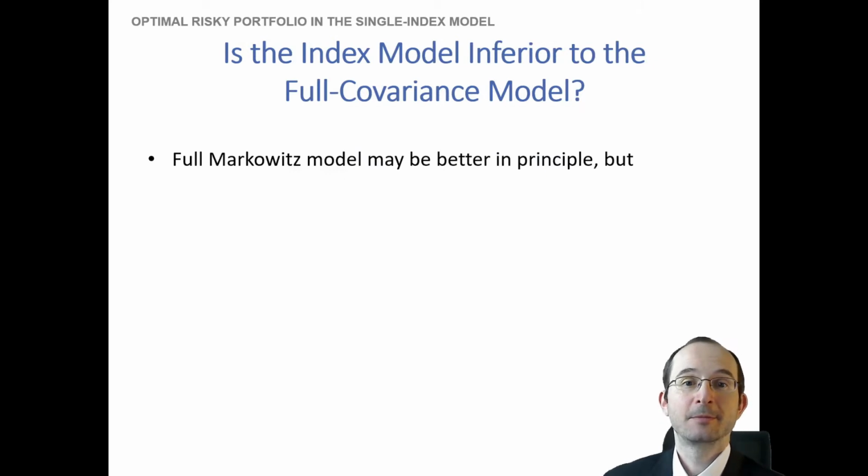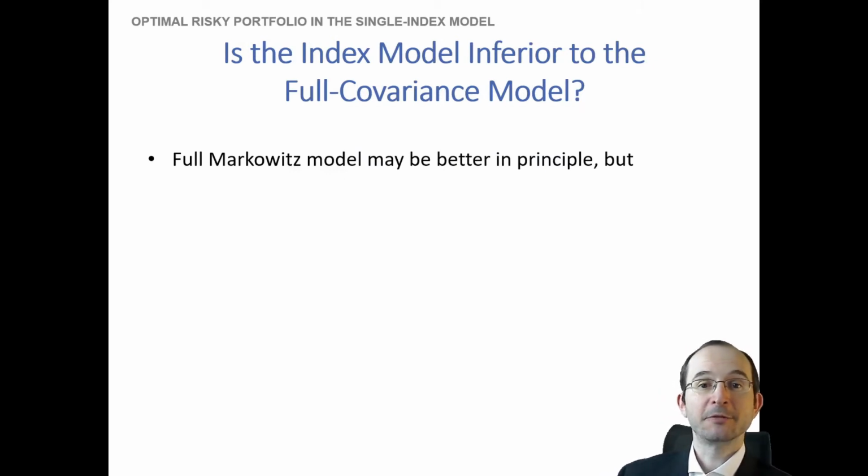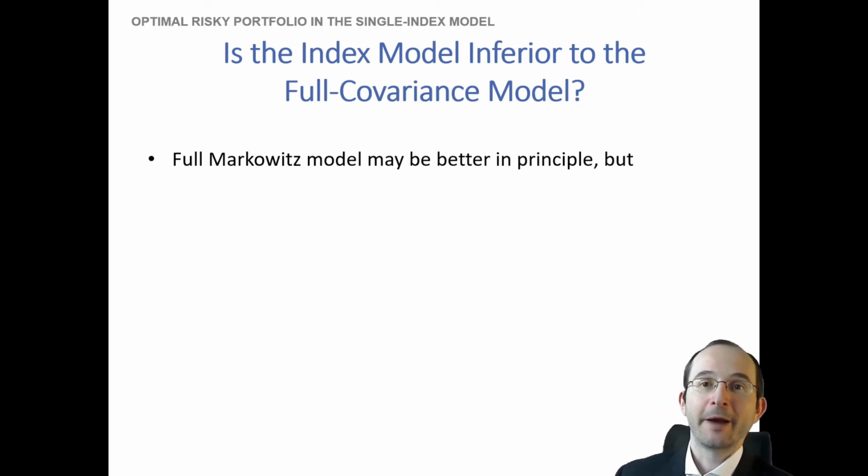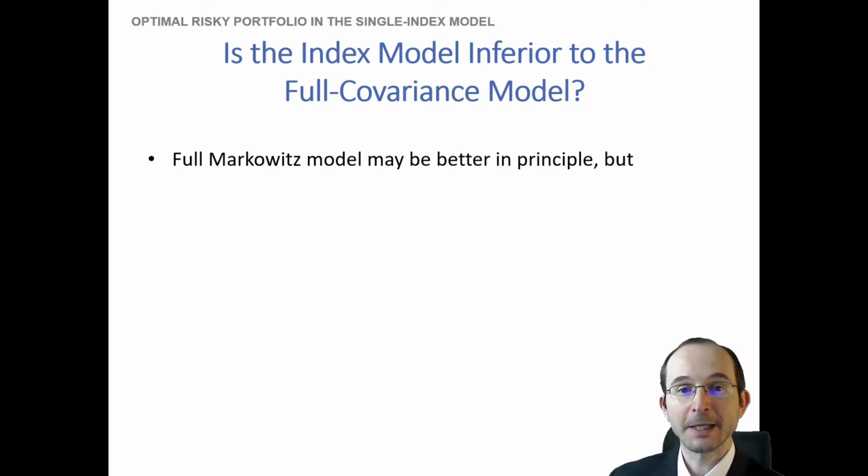So then, is the index model actually inferior to the full variance-covariance Markowitzian portfolio theory model? Well, remember, it's a descriptive model. It just relies on the fact that we observe that risk assets move in relation to the market portfolio, and that we can proxy for the market portfolio using a large enough market index. But it does seem that this model is actually not inferior in terms of output.